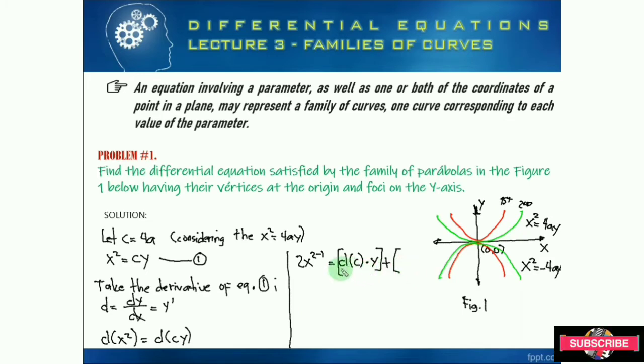since we take the derivative of c times y, so the next one will be c times the derivative. So simplifying, we have here 2x is equal now to the derivative of our c, which is constant, so this is just equal now to 0. Okay, so this is just equal to 0. So what remains here is c times the derivative of y.